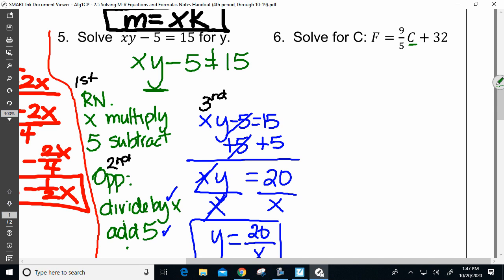Now, this formula, you've probably used it in a science class. That's the formula for changing something in Celsius to something in Fahrenheit. So if you've ever been outside of the United States, most countries tend to use Celsius. We're one of the few countries that use Fahrenheit. So there's a formula that is used to adjust Fahrenheit and Celsius. That's the formula right there.